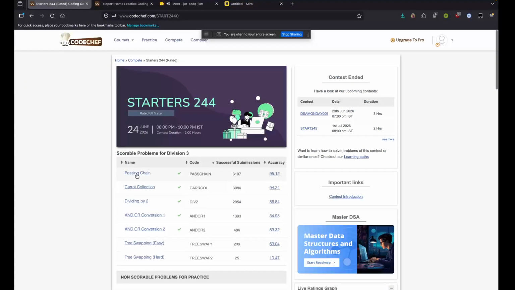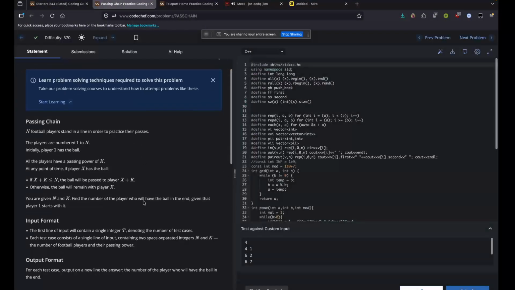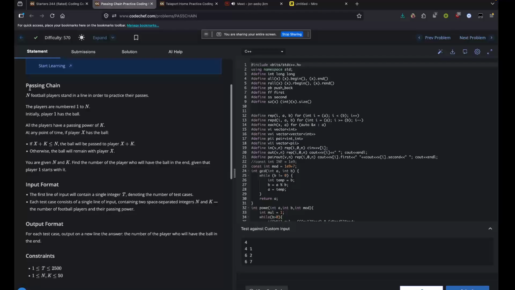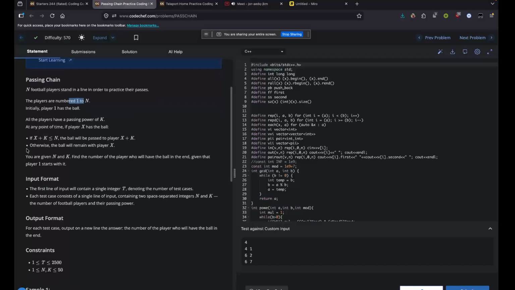So let's move to the next question. Football players stand in a line in order to practice their passes. The players are numbered 1 to n. Initially, player 1 has the ball. All the players have a passing power of k. If player x has the ball and x plus k is less than or equal to n, the ball will pass to player x plus k. Otherwise, the ball will remain with player x.